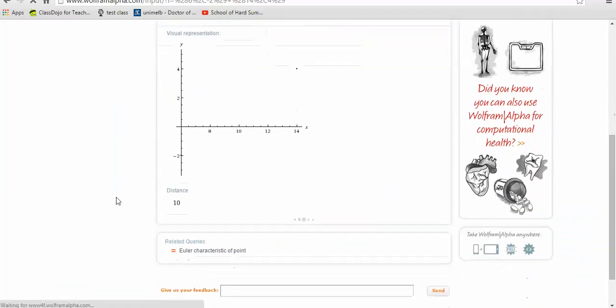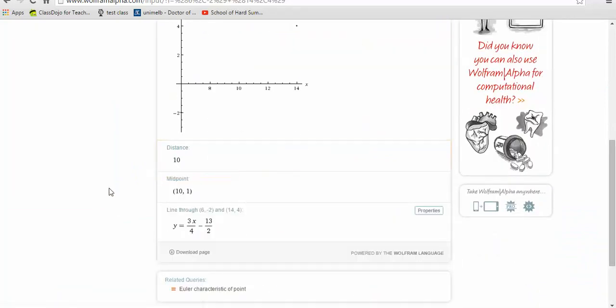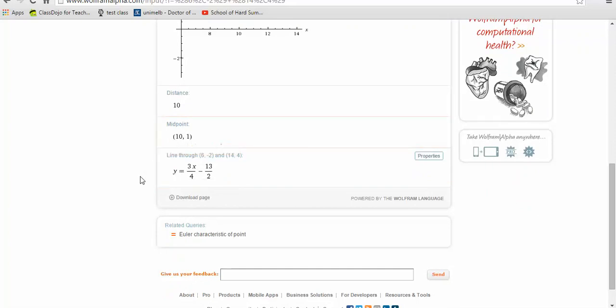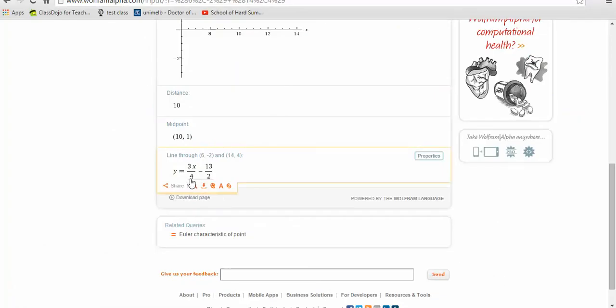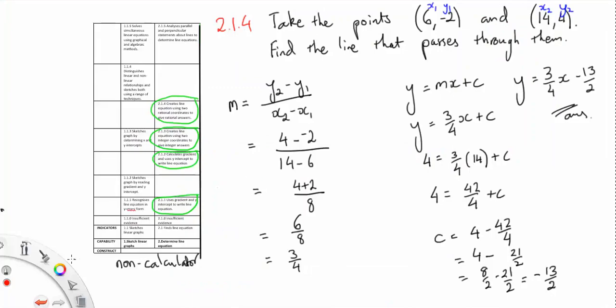Okay, it tells us the distance between those points is 10. It tells us the midpoint. Aha, we have a line equation. Here's the line through those points. That's how important the line equation is. You just tell this math search engine, you give it 2 points, and it just spits out the line equation. Let's see, 3/4 of x. Yes, 3/4 of x minus 13 on 2. So that's how we know we've got the right answer.